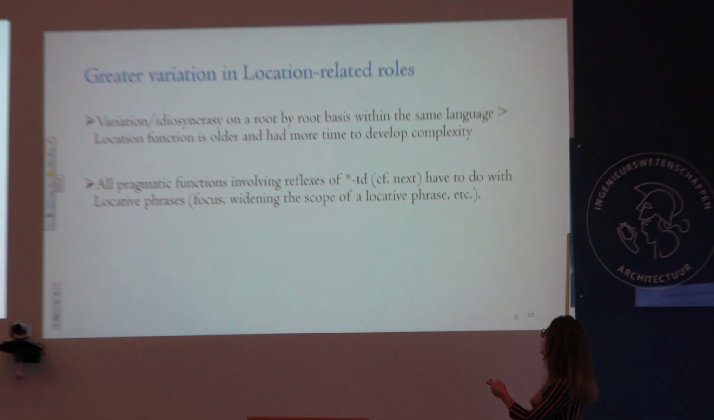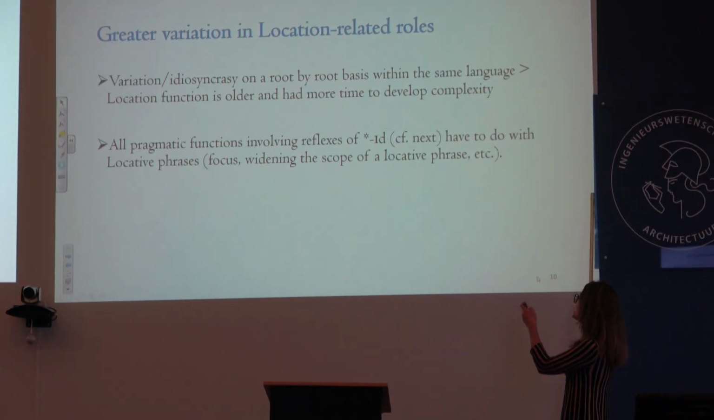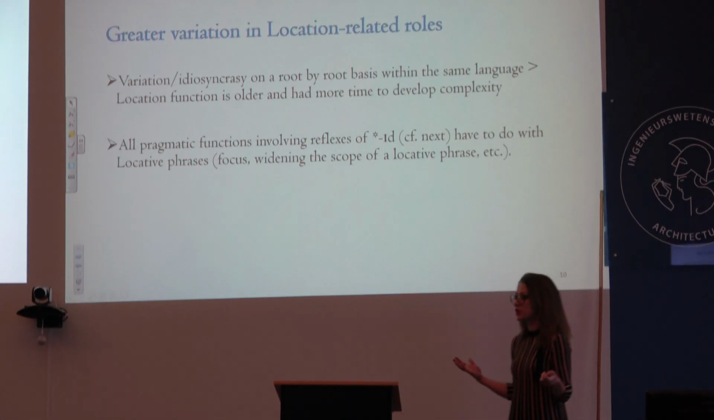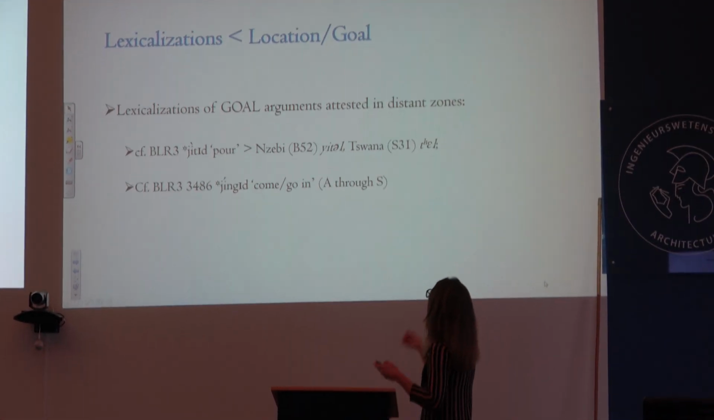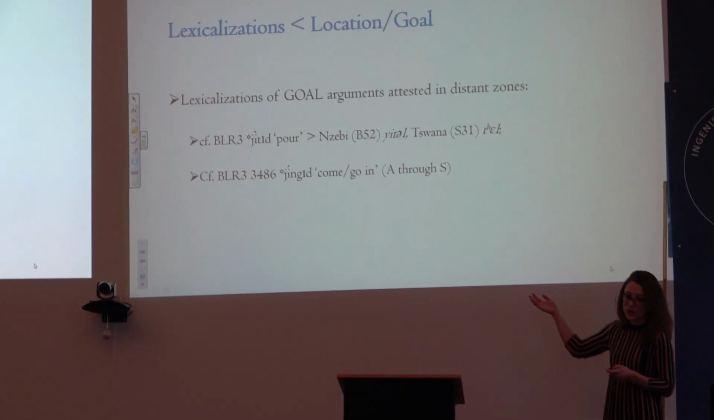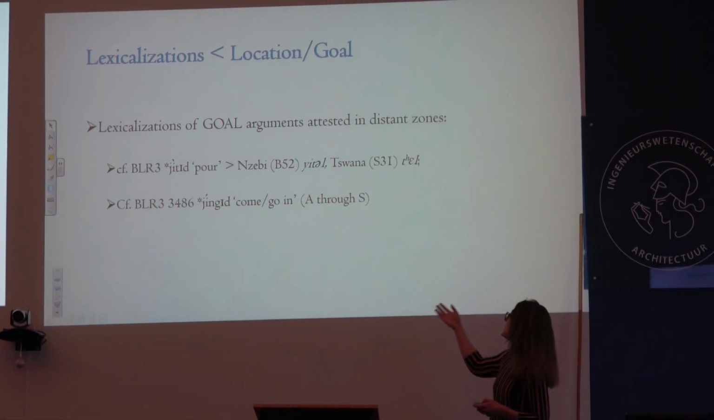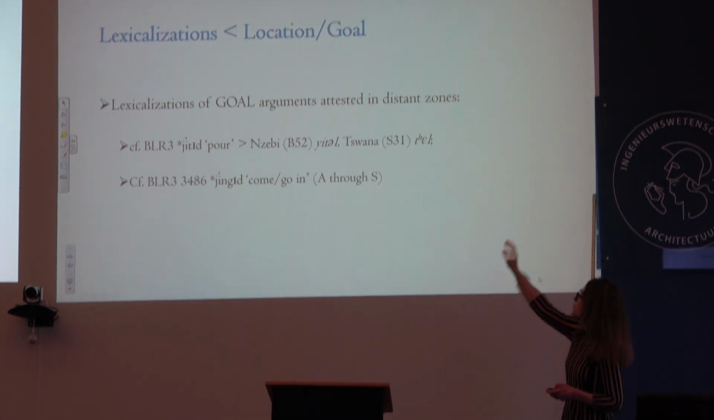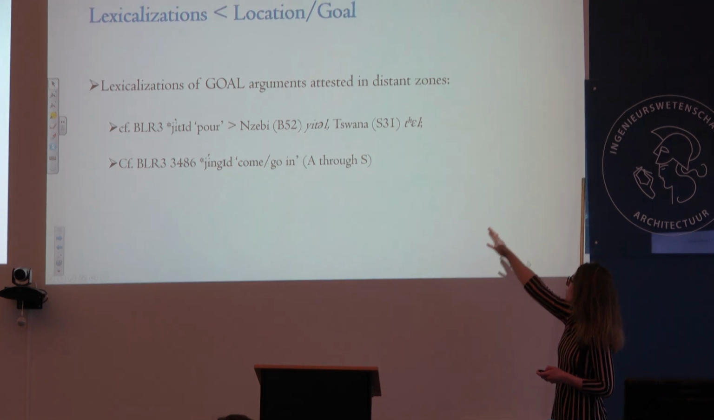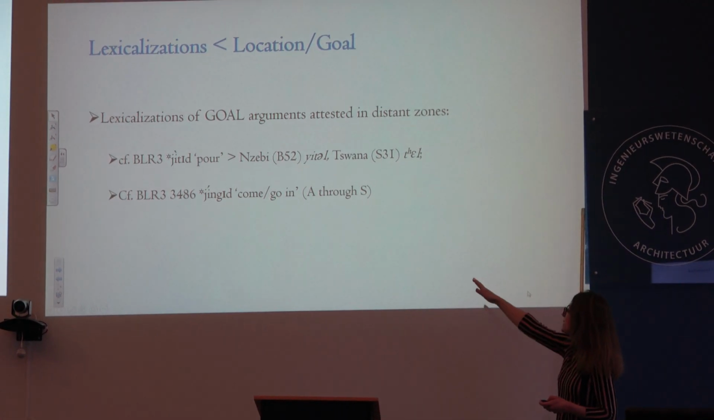Also, as we will see, all pragmatic functions that are related to the reflexes of this thing have to do with locative phrases. So the question comes in, why is that so? In terms of lexicalizations, if you take a look at the Bantu Lexical Reconstructions database, you will see that reconstructions with a frozen -id- suffix usually introduce goal arguments. So we have reflexes of these in very distant zones.